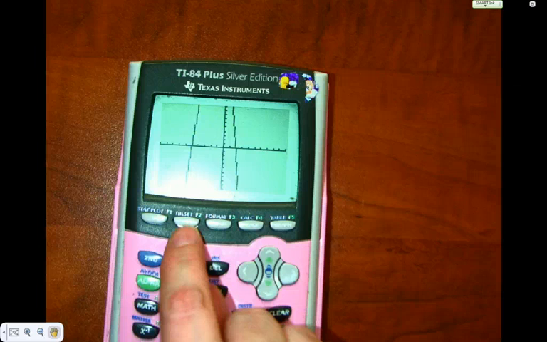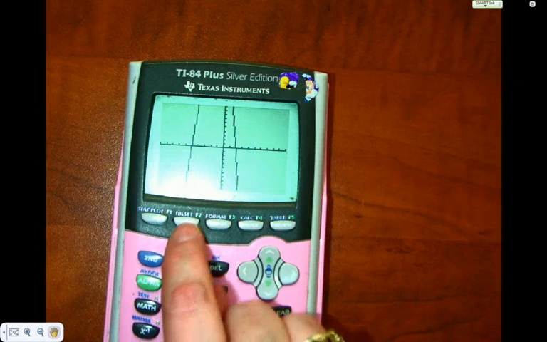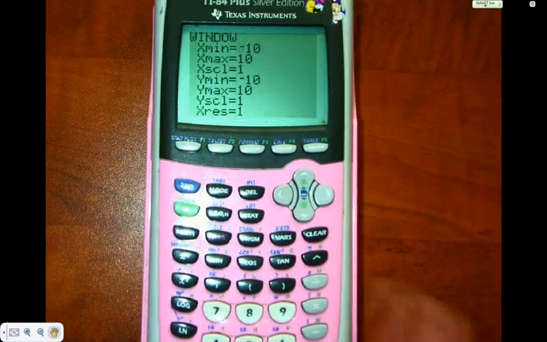So I want you to hit your window button, which is in between y equals and zoom. This is how to manually set your window. What that's doing is telling the calculator how many units you want it to show. Zoom Standard set it to negative 10 and 10. That's why it looks like that. We need to change the y max because we want to see higher on the y-axis.